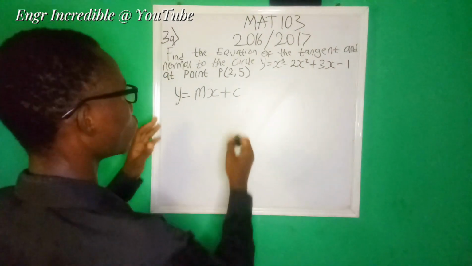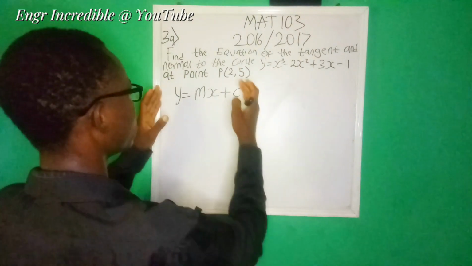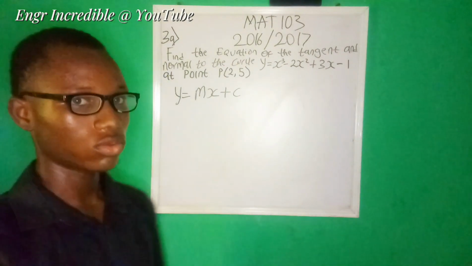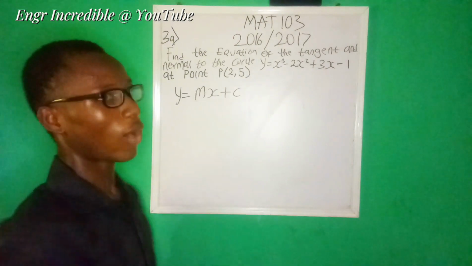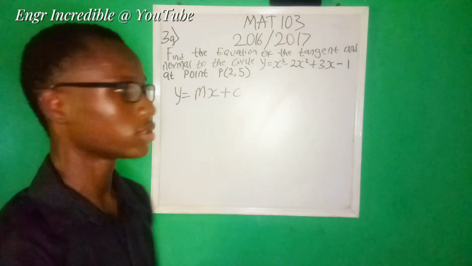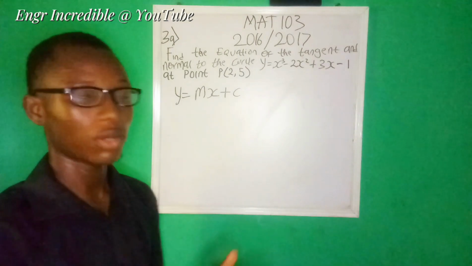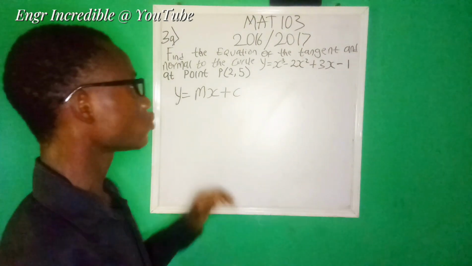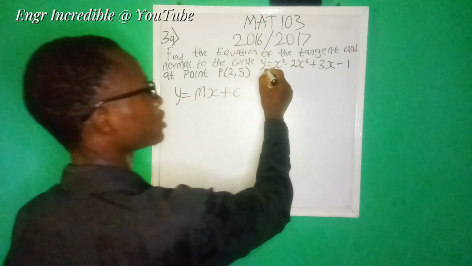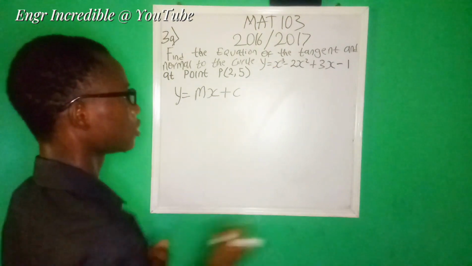But for us to be able to get this equation, we need to get our m, which is our gradient, that is our slope. So for us to find our gradient, we have to differentiate this one here. We do it this way.